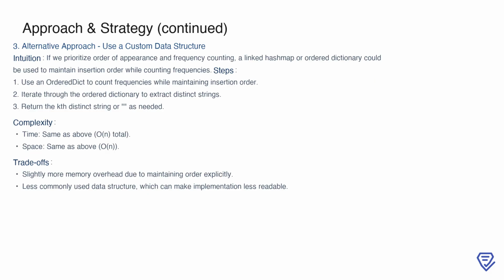Once that's done, we iterate through the ordered dictionary to extract distinct strings in their original order. The kth distinct string can then be returned, or an empty string if there aren't enough distinct strings. The time complexity remains O(n), due to the traversal, and the space complexity is also O(n). However, this approach does come with additional memory overhead to explicitly maintain the insertion order, and the use of a less commonly used data structure might make the implementation slightly harder to follow.